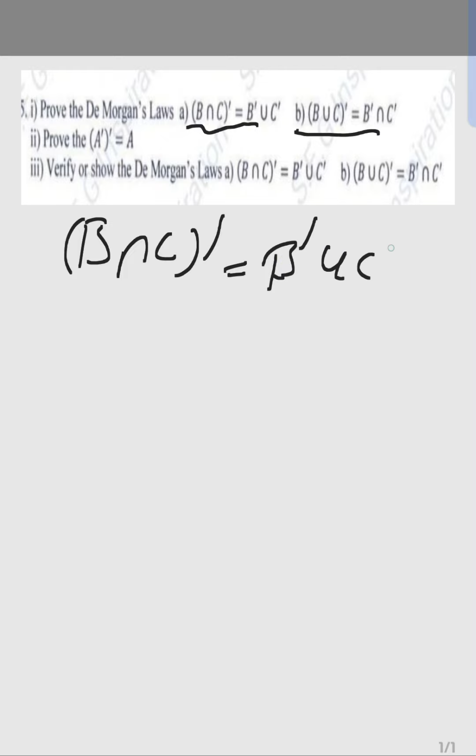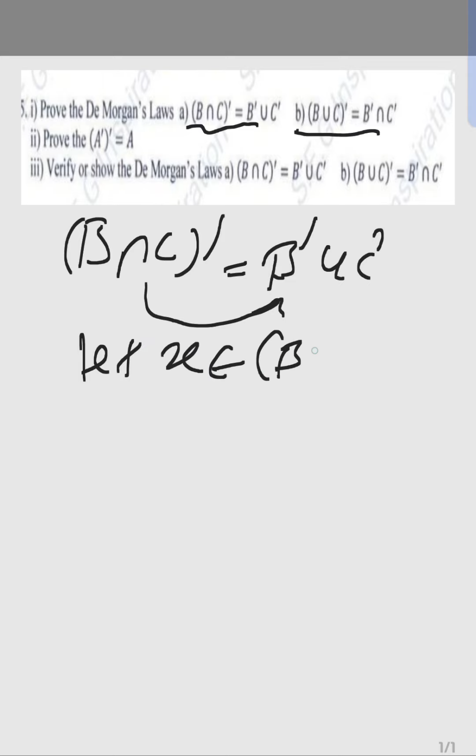All right, so we have A: (B intersection C) complement, which is the same as B complement union C complement. So I'm going to prove that this is equal to that. I'll move from the left hand side to the right hand side. So how do I do this? I'm going to introduce X. Let X be a member of (B intersection C) complement.